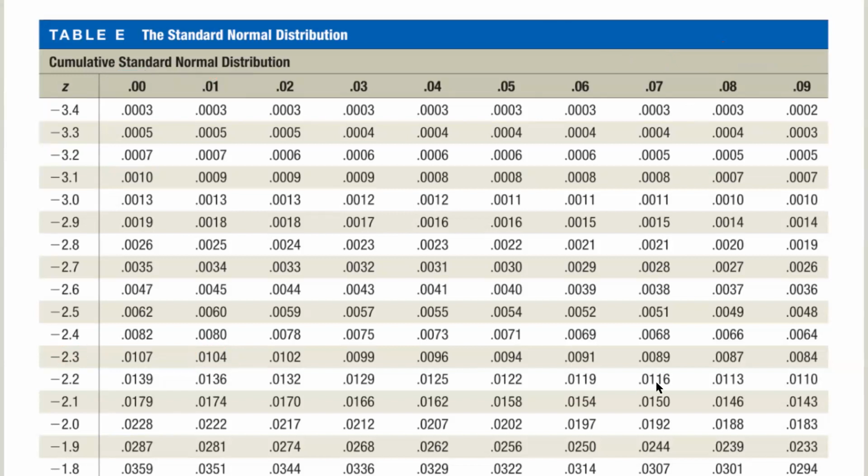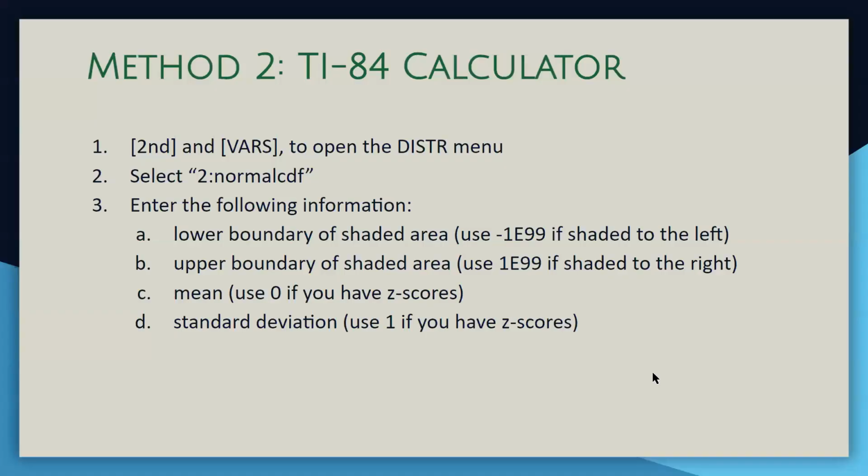Okay, my assumption is very few of you are going to do this just because it's time consuming and we live in 2023. So let's take a look at our other 2 methods. The second method is the TI-84s. TI-83s also do this, as well as the TI-Inspires.